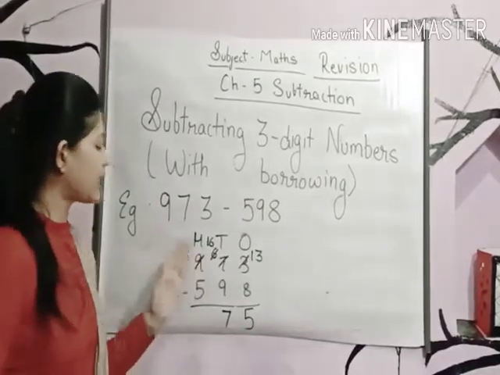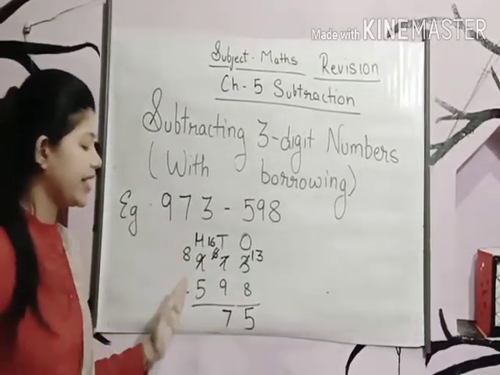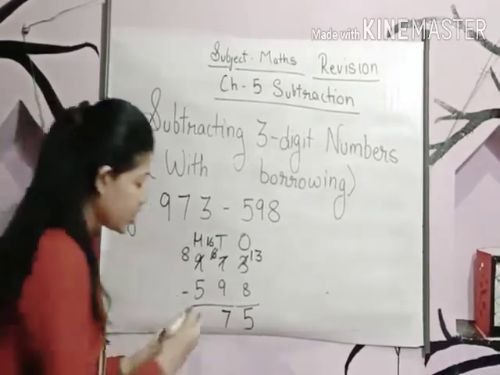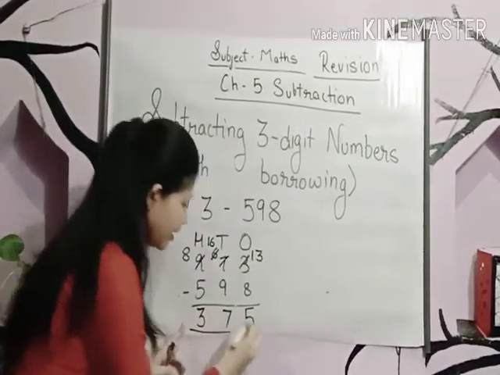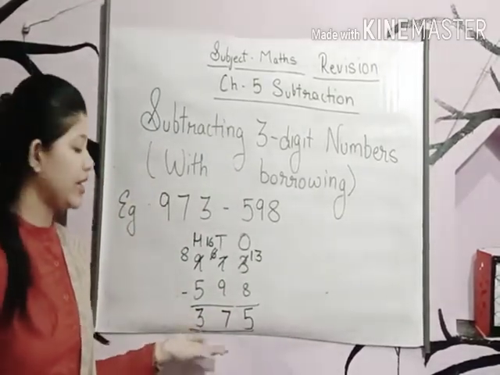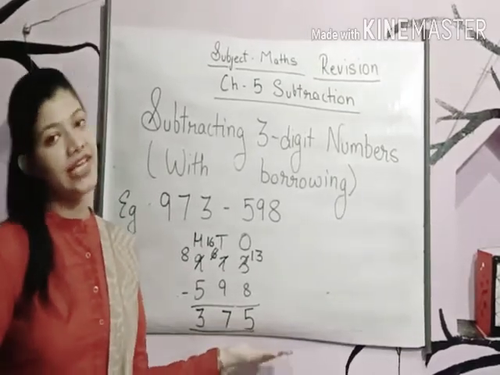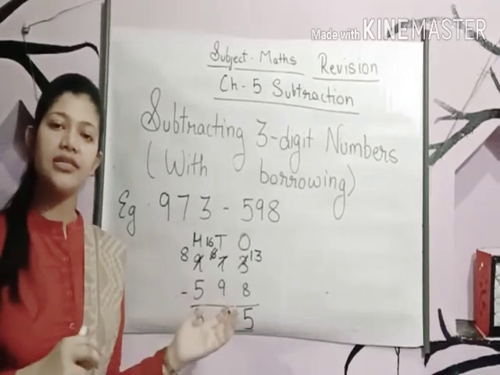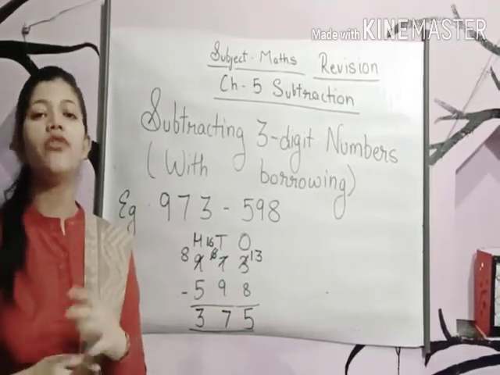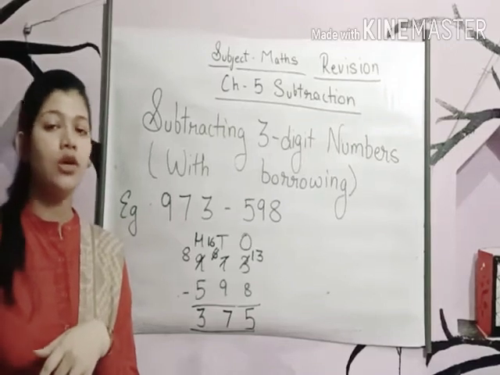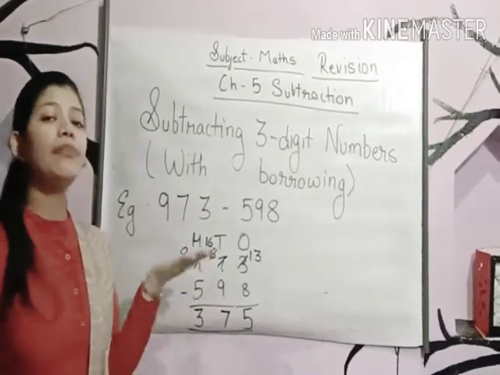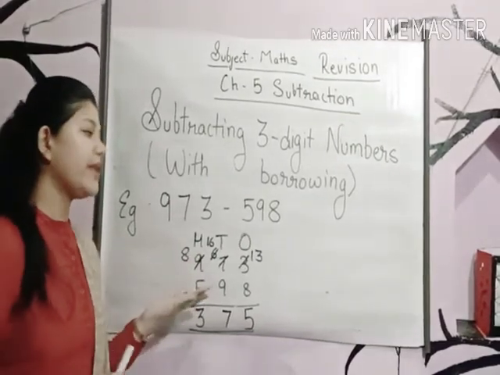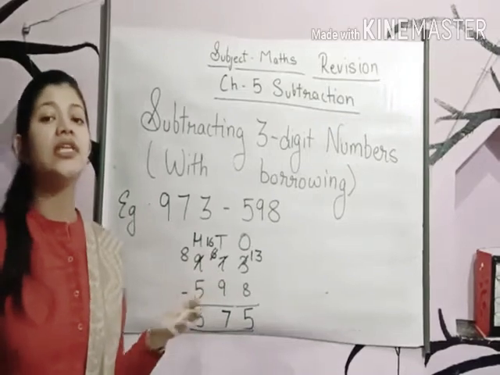Got it? Now let's come to the hundreds column. 8 minus 5 is equal to 3. So we will write 3 over here. What did we get as the difference? 375. Is it clear? See students, it is a little complex. But if you practice, then it will be much easier for you to find the difference. That's why I'm saying keep practicing these sums, as practice makes a man perfect. So keep practicing, you will be able to do these sums easily.